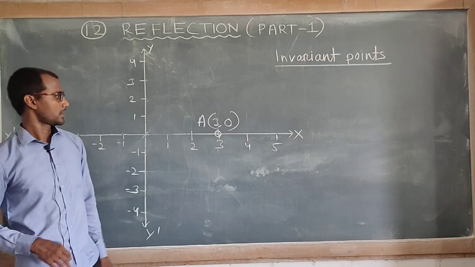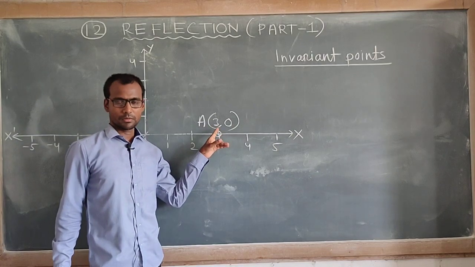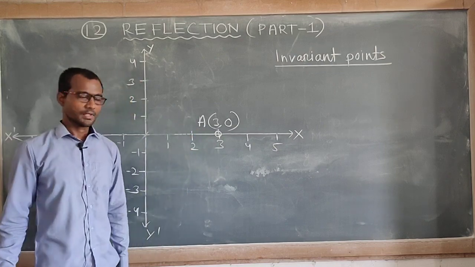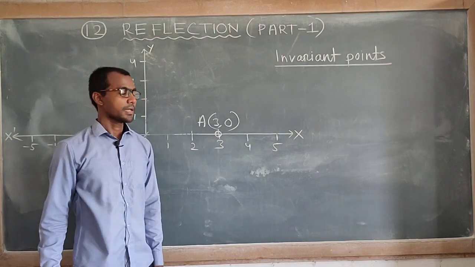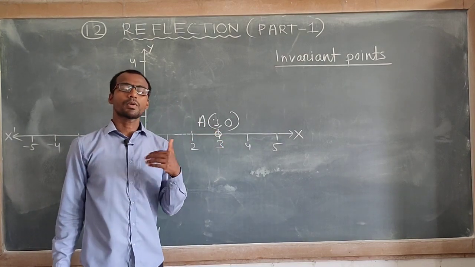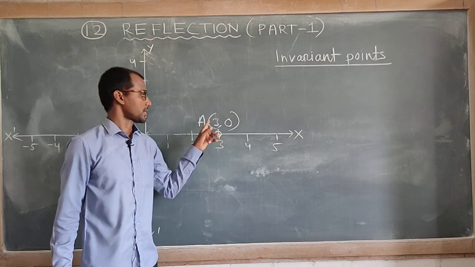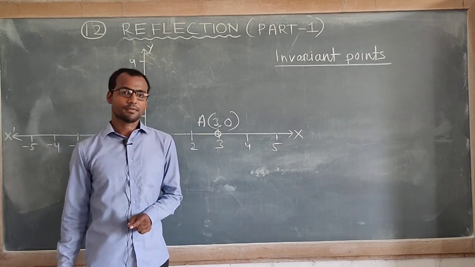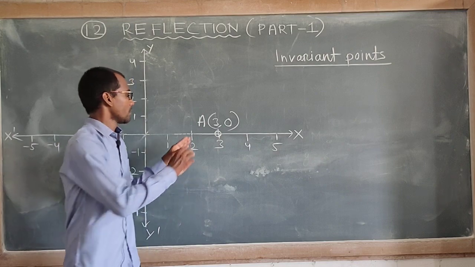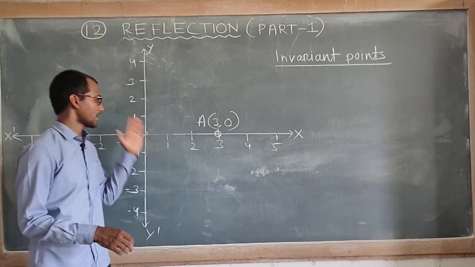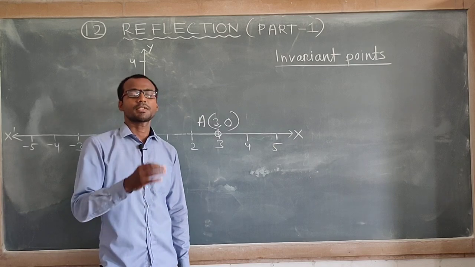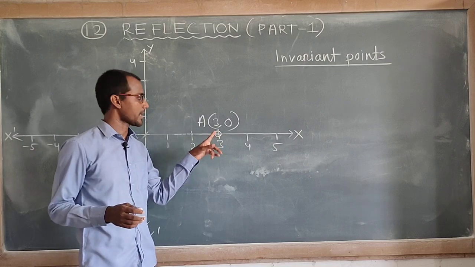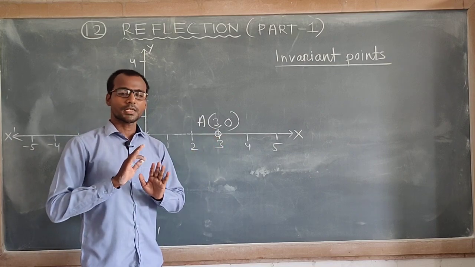But suppose instead of reflecting this point (3, 0) in the y-axis, we reflect the same point in the x-axis. The point is already on the x-axis, so where will its image be formed? There only. This A is A only, so no change. In such a case, we can say that this point is invariant. So when we reflected this point (3, 0) in the y-axis, it is not invariant, means it is changing its position. But when we reflect the same point in the x-axis, it is invariant. It doesn't change its position.